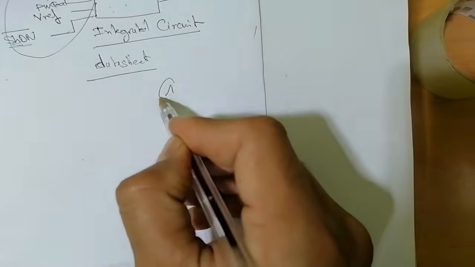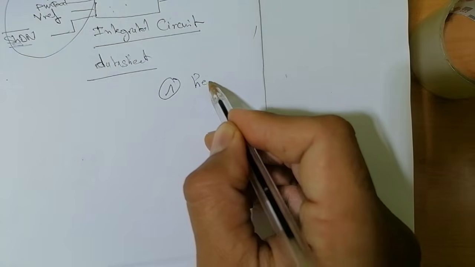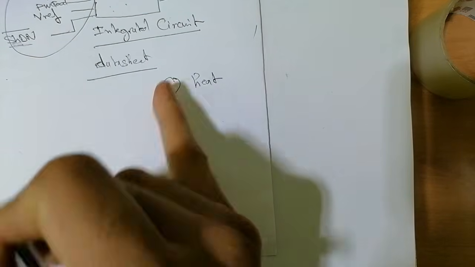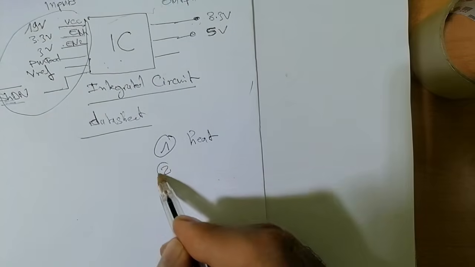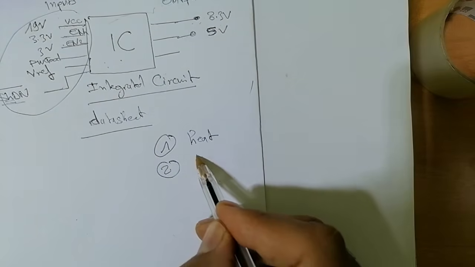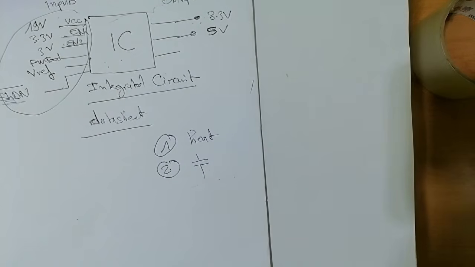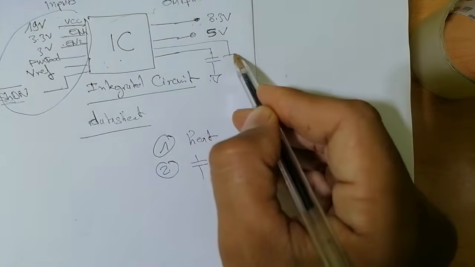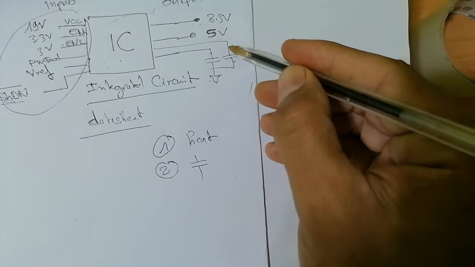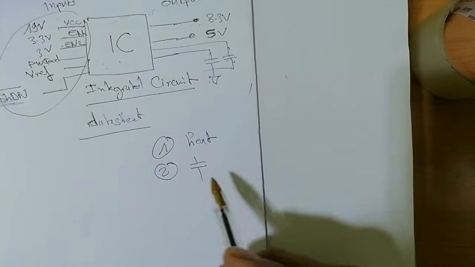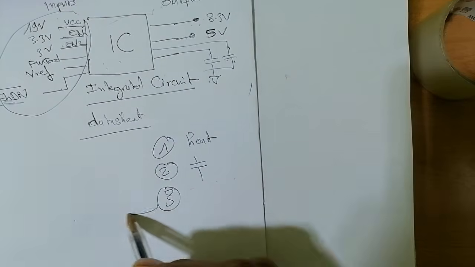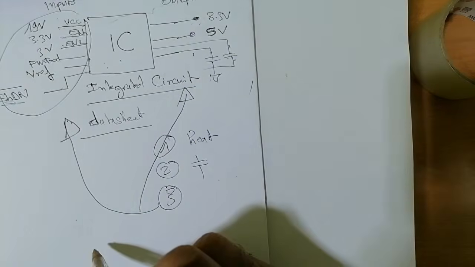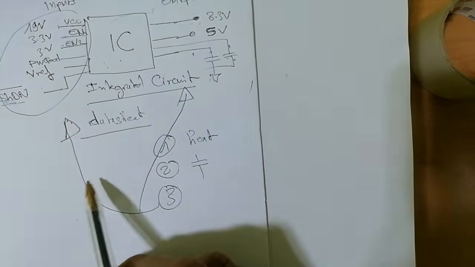The first method is by checking the heat of the IC. Use your finger. If you feel that the IC is very hot, it means the IC is bad. The second method is by checking the ceramic capacitors around the IC. If you find that the ceramic capacitors around the IC are connected to the ground on both sides, it means the IC is bad. The third method is by checking, as you can see here, the inputs and the outputs. If you don't have the inputs, you cannot get the outputs.